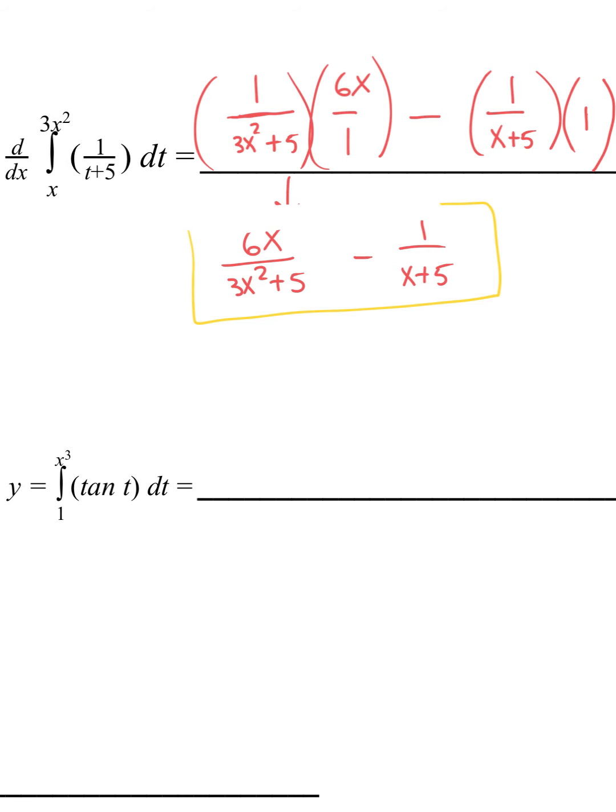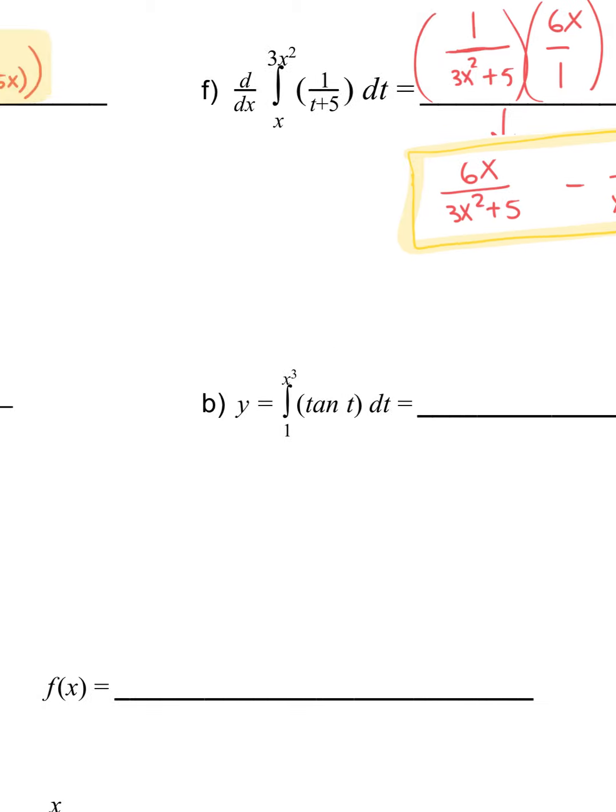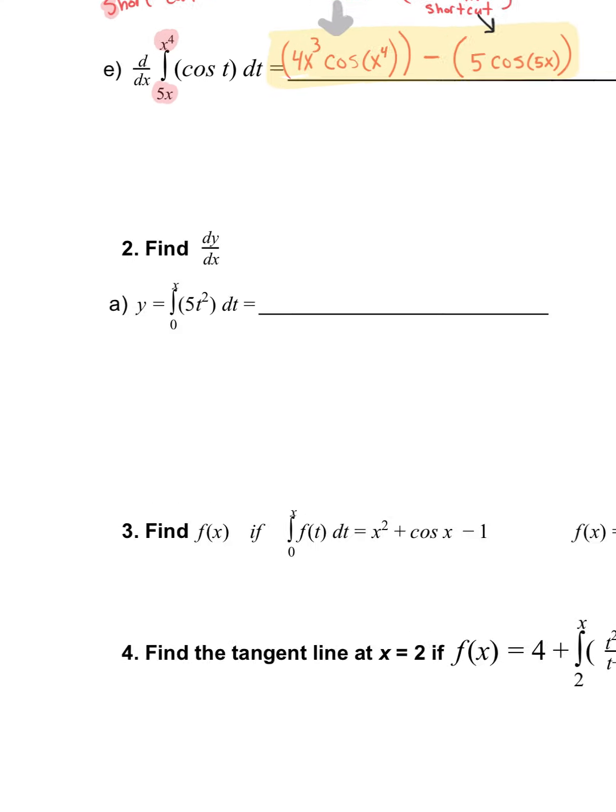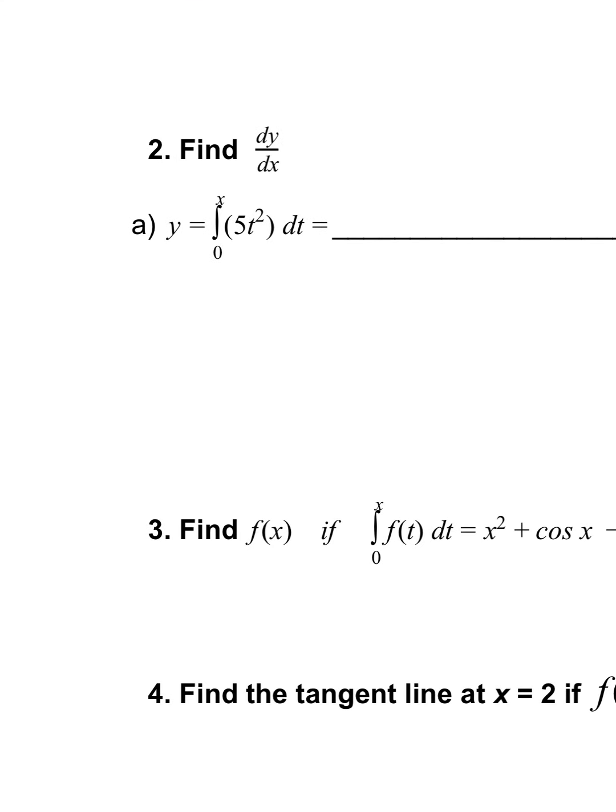Got to highlight. Oops, not erase. Oh man, it's late. Okay, you get the idea. Highlight. Okay, let's keep going to number 2. Number 2, it's just going backwards, okay? It asks us to find the derivative.